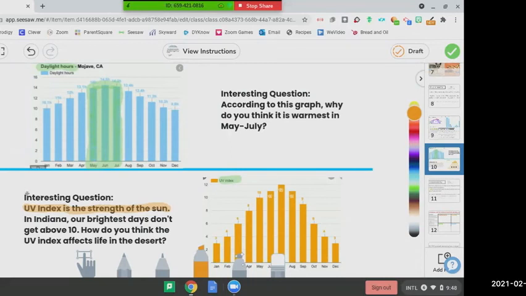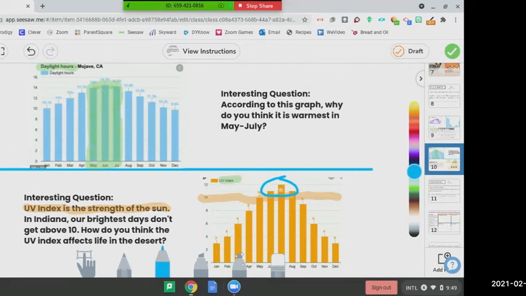So it says here UV index. In Indiana, our brightest days don't get above 10. So this right here is Indiana. The desert definitely gets higher. Look here, it's higher than 10. How do you think the UV index affects life in the desert? So that sun is super, super, super strong, okay?